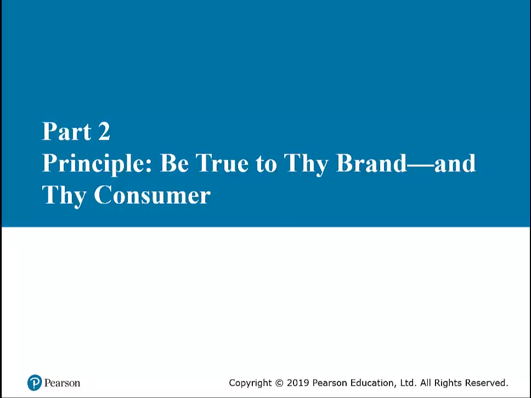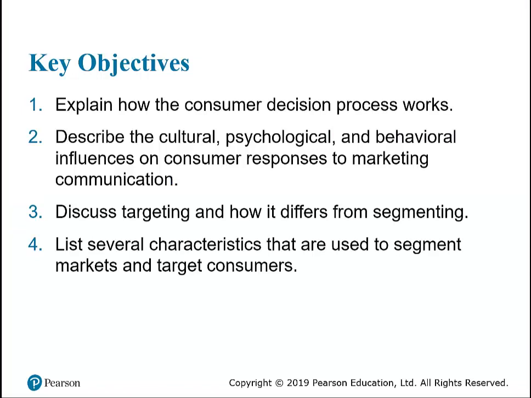Part 2, Principle: Be True to Thy Brand and Thy Consumer. Key Objectives. Number 1, explain how the consumer decision process works. Number 2, describe the cultural, psychological, and behavioral influences on consumer responses to marketing communication. Number 3, discuss targeting and how it differs from segmenting. Number 4, list several characteristics that are used to segment markets and target customers.